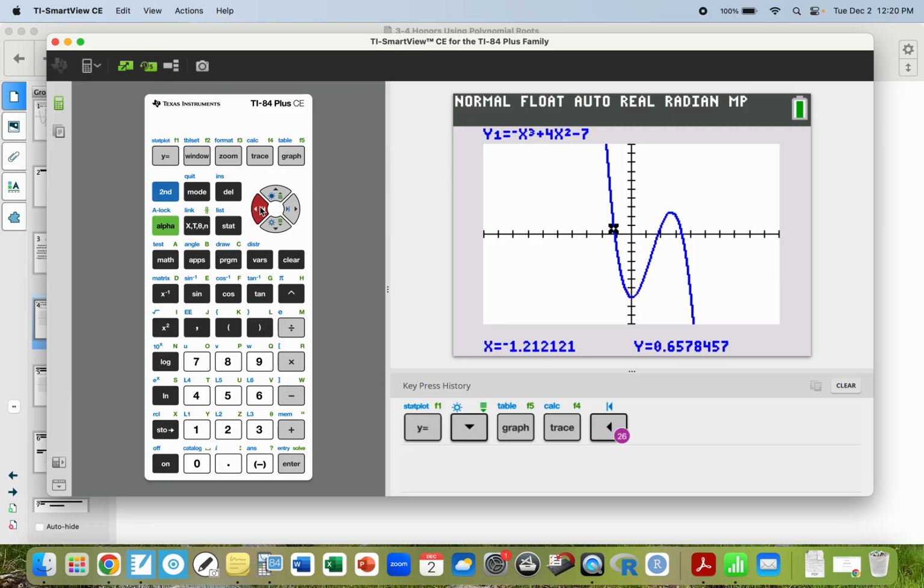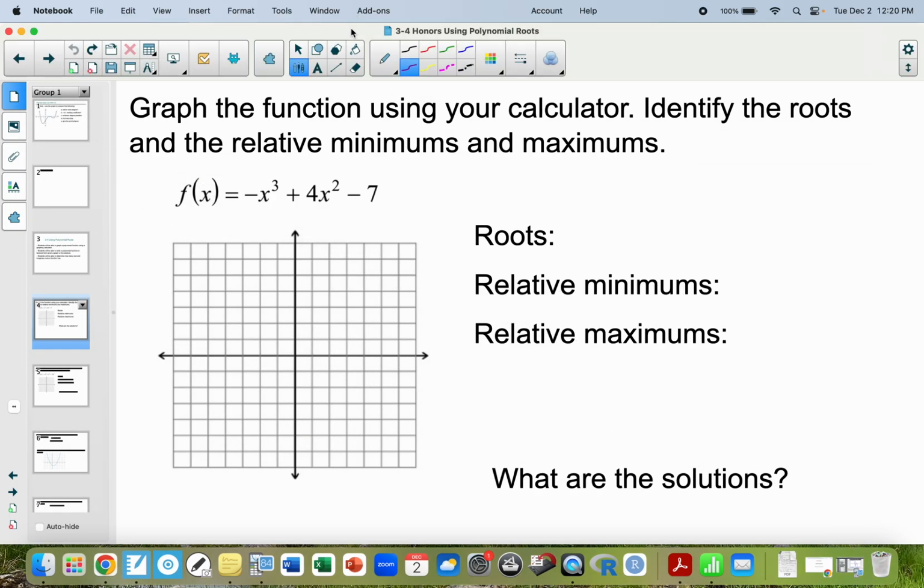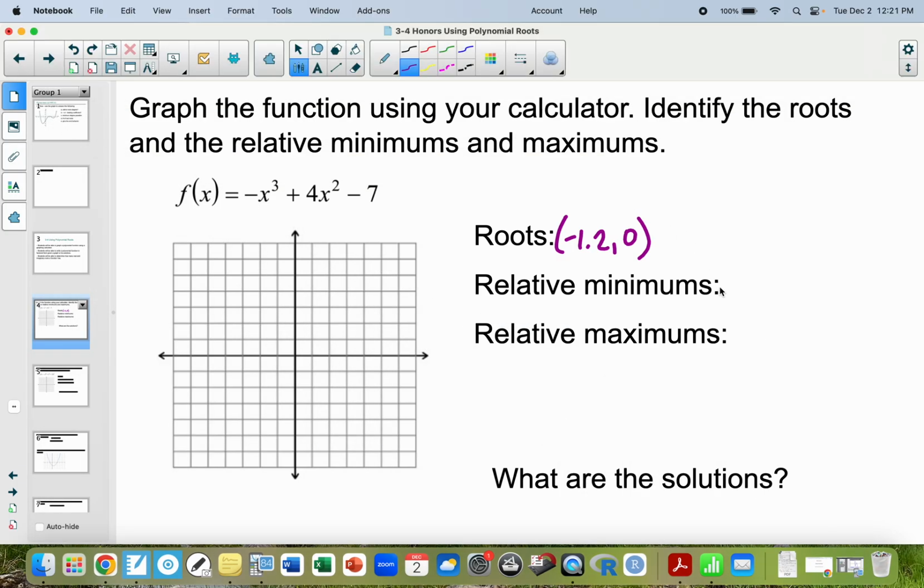So remember, roots are the solution, so where it crosses the x-axis. It looks to me like this approximately crosses the x-axis at about -1.2. So I would say our first root is at -1.2, 0. That's not perfect, but it's a pretty good estimate. Okay, then if I move my cursor to the next place it crosses the x-axis, that's at approximately 1.8. So our next root is at approximately 1.8, 0.